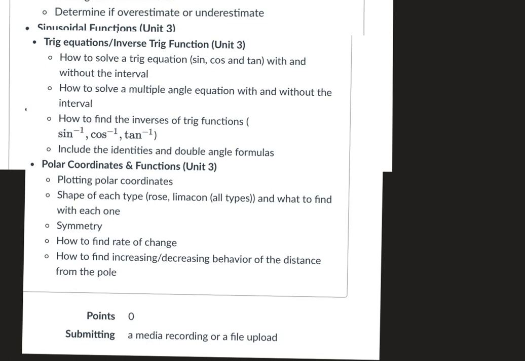How to find the inverse trig functions, sine -1, tan -1, and cosine -1, with their restrictions, and then include the identities and the double angle formulas. So you simply have to include what they are. Sine squared plus cosine squared equals 1. Tan squared plus 1 equals secant squared. And your double angle formulas. You literally just have to review them.